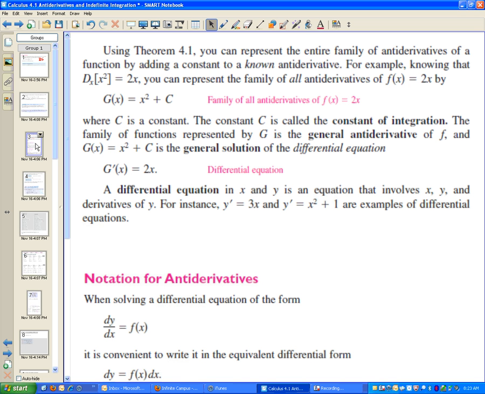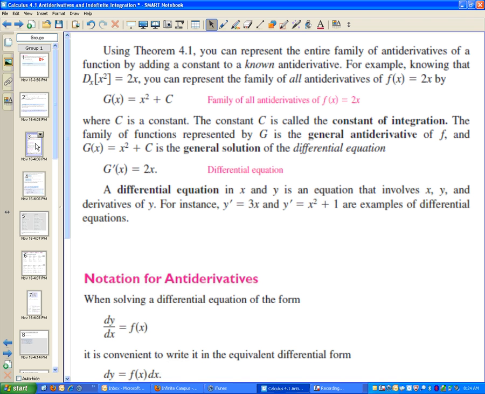For example, knowing that the derivative, look at the notation, the derivative of x squared equals 2x, you can represent the family of all antiderivatives of f of x equals 2x by capital G of x equals x squared plus c, where c is a constant. The constant c is called the constant of integration. So c has a name. It's the constant of integration.